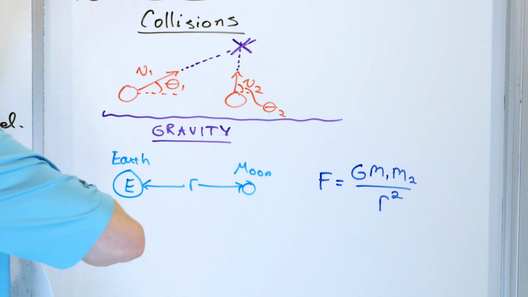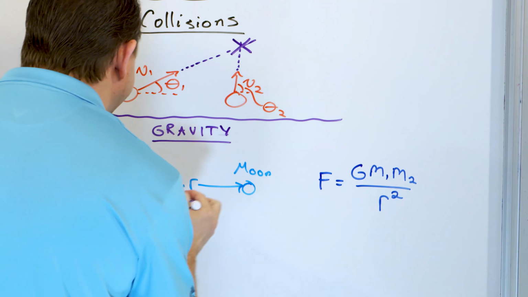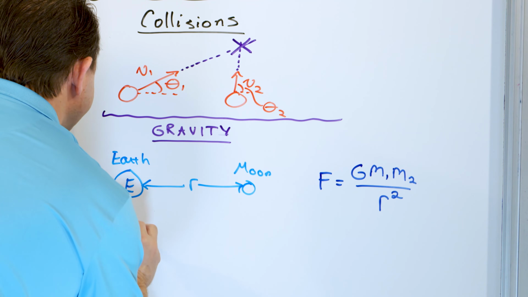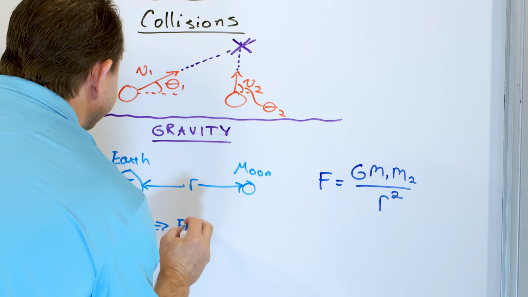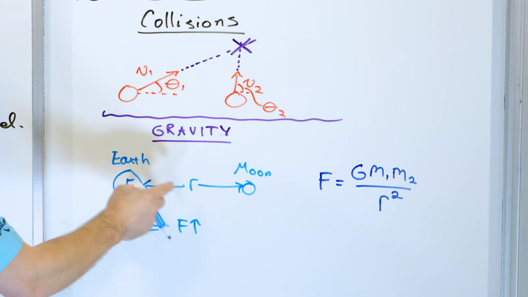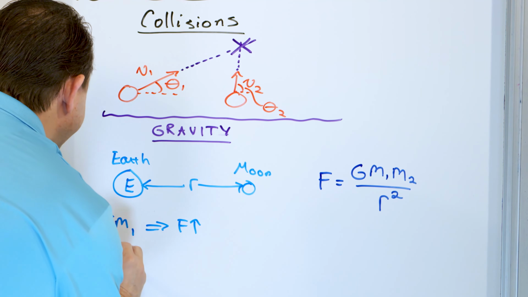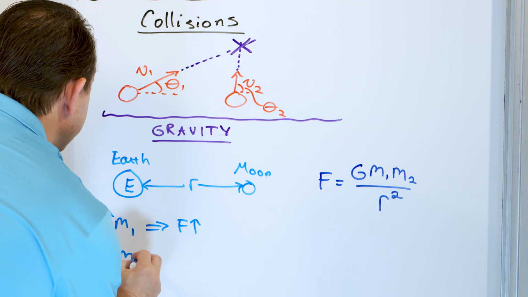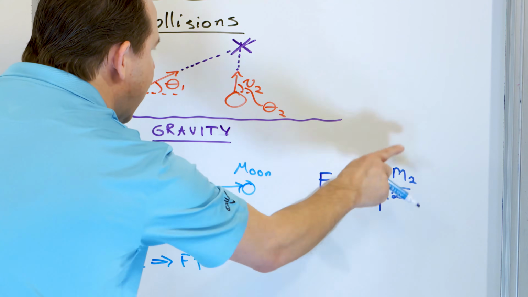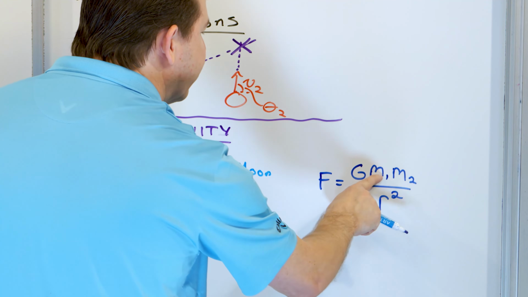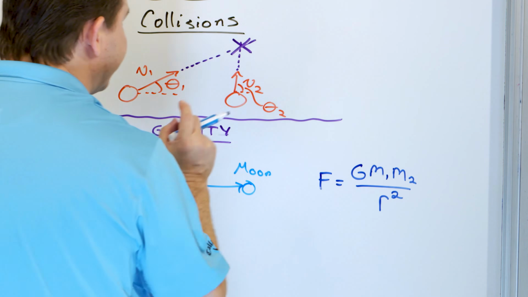In fact, you can kind of see this if we increase the mass of mass 1. If we increase mass 1, then the force increases. If we increase the mass of the Earth, for instance, then the force between them goes up. If we increase the mass of the Moon, mass number 2 over here, then we see that the force, again, goes up because mass 1 times mass 2, they're in the top. You increase either one, the force goes up.